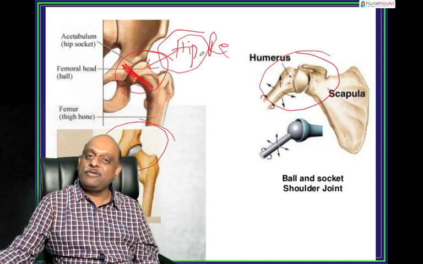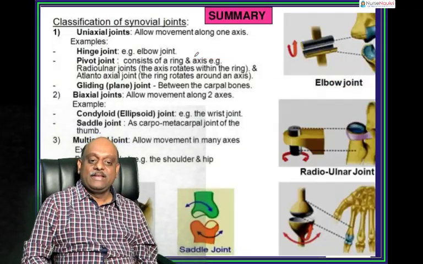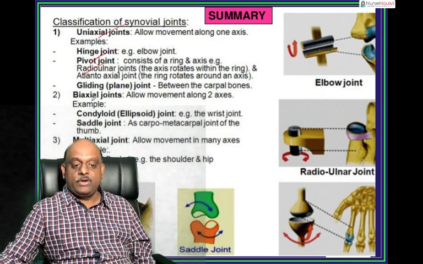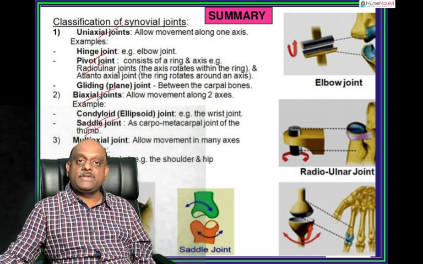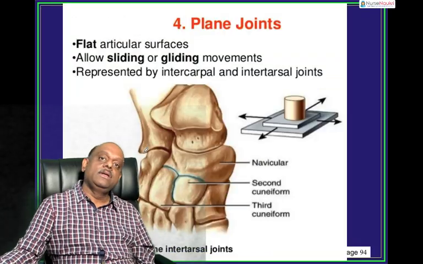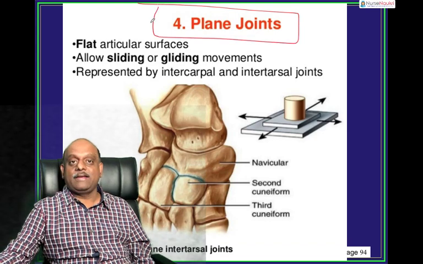Bread and butter of all the orthopedic surgeons. So that is the summary, doctor. Uniaxial is hinge and pivot, biaxial is condyloid and saddle, multiaxial is ball and socket, is what you need to remember. Lastly comes the plane joint.